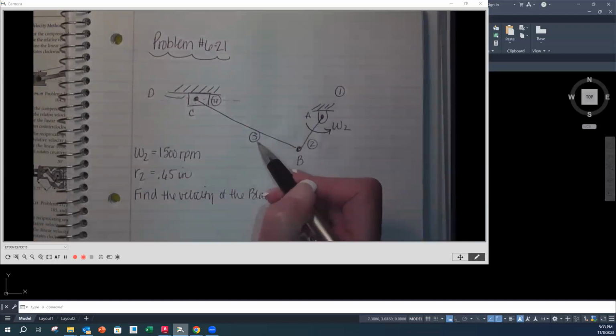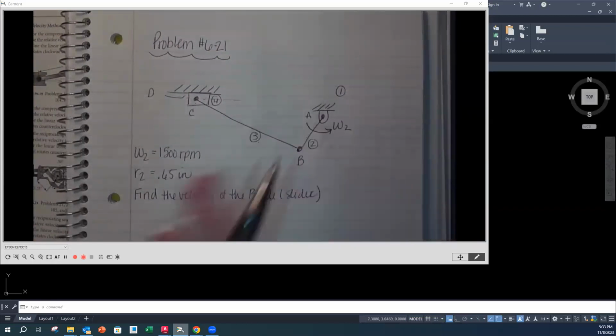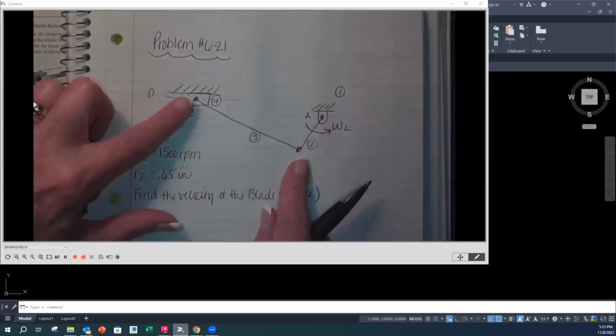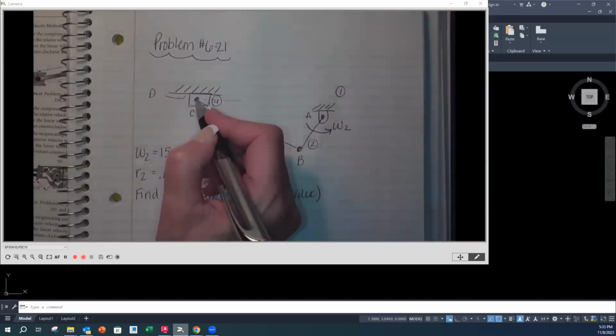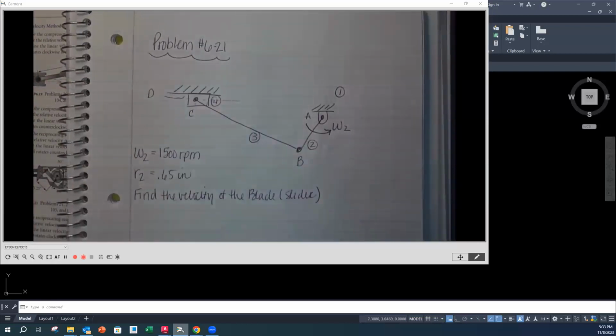Our link number 3, which is the connecting rod, will be rotating in space, but not at a fixed center. It's going to be going kind of oblong-ish, if you would. And it's just connecting points B and C here. Now to find the velocity of that blade, that would be represented by point C, which is at the center of that blade. So by finding the velocity of point C, and the fact that it's going just in a straight line, that will be the answer to our problem.